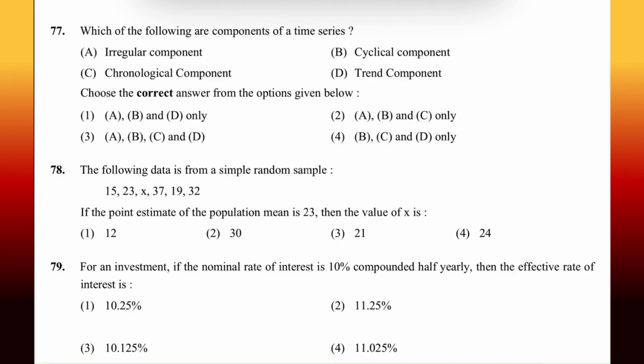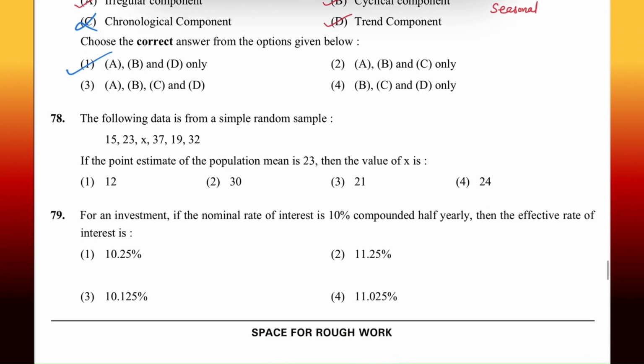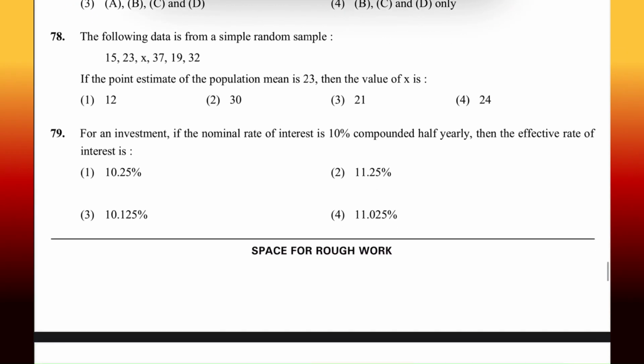So in question 77, he's asking which of the following are the components of time series. Okay, so time series has four components. One is irregular, one is cyclical, one is trend, and the fourth one is seasonal component, right? So there is no component like chronological component. So here A, B, and D are correct. So option 1 is the correct answer for this question. Easy question from time series. Moving on to question number 78.